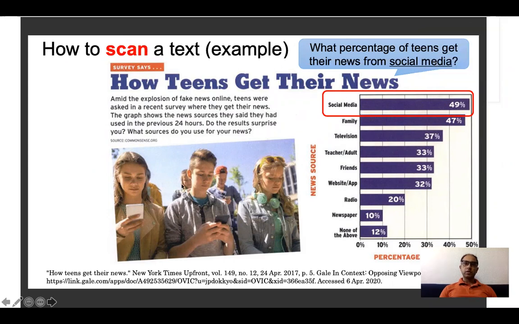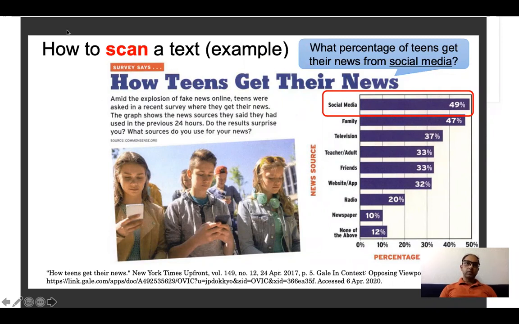So you just don't read everything. Just look at the social media item over there and you can see the data. The social media percentage: you can easily answer that 49% of the teens, meaning young people from 13 to 19, get their news from social media. So that's an easy way to scan a text. Please remember that in this lesson.